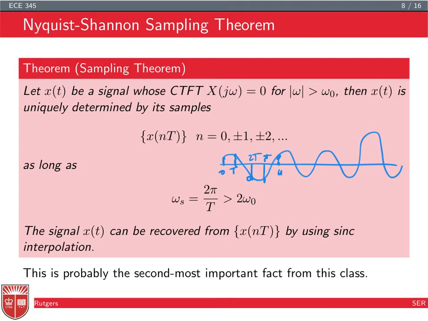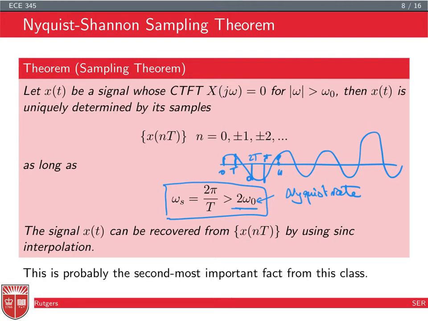And fast enough means that your sampling frequency has to be twice as big as the maximum frequency in the signal. This is called the Nyquist rate. So if you know that the maximum frequency of your signal is, let's say, 8 kilohertz, then you have to sample at a frequency larger than two times 8 kilohertz. So you have to sample at maybe 20 kilohertz, anything that is strictly larger than 16.